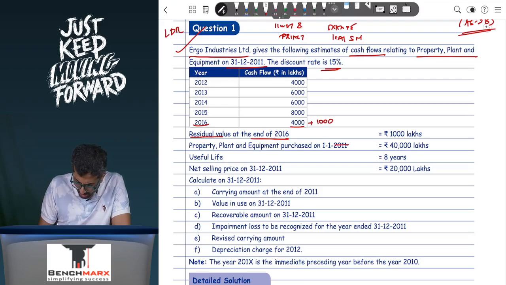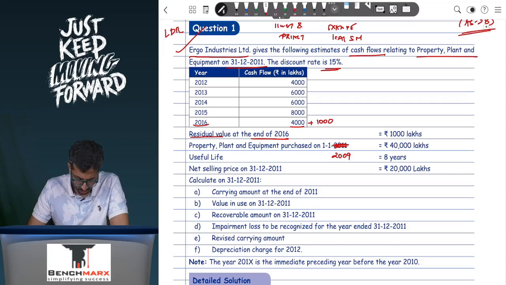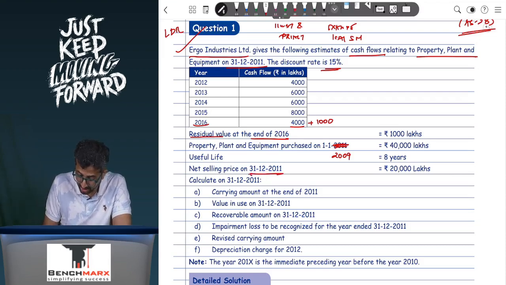Property, plant and equipment purchase, there is a small change over here. This is on 1st of January 2009 for 40,000. Useful life. Net selling price is given. This is on 31st December 11. You are required to calculate the carrying amount at the end of 2011.